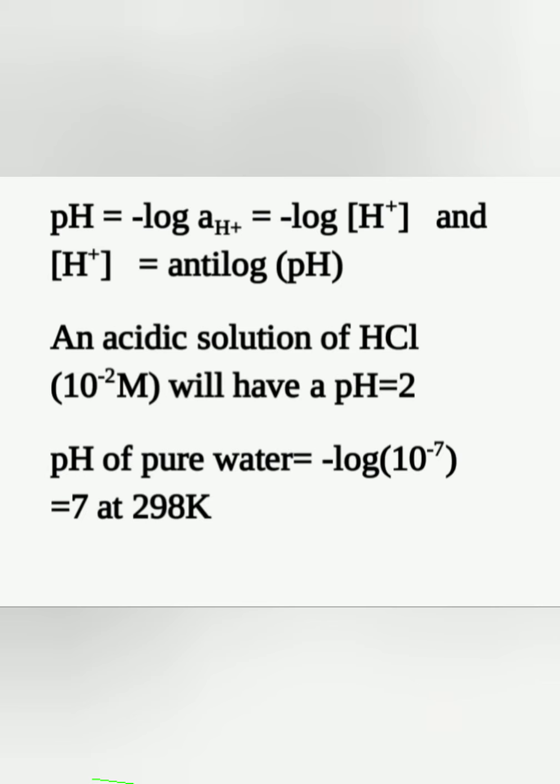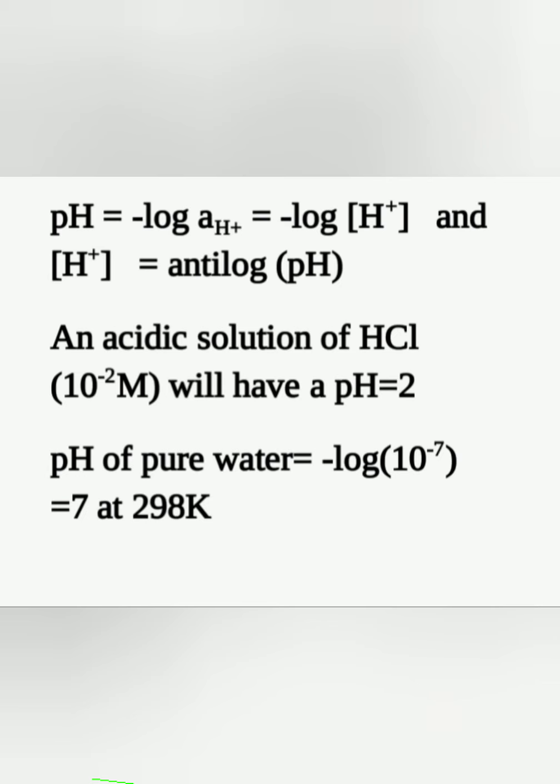An acidic solution of HCl with concentration given as 10 raised to minus 2 molar will have a pH equal to 2. That means if you take the logarithm of 10 raised to minus 2, we know that minus 2 log 10, and log 10 is equal to 1, so the minus will cancel and it becomes positive, so the pH of the solution is equal to 2.